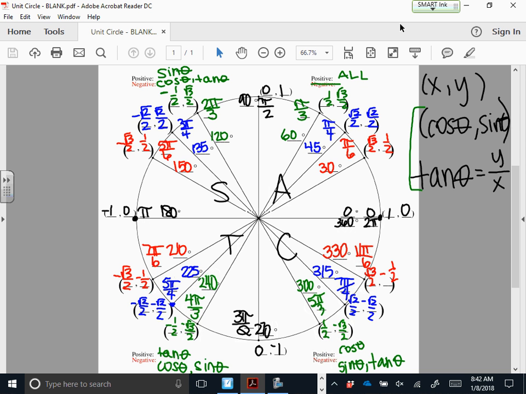0. And then the tangent is y divided by x. 1 divided by 0. It's undefined.